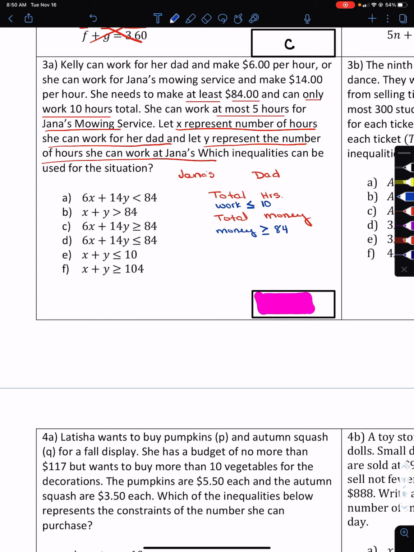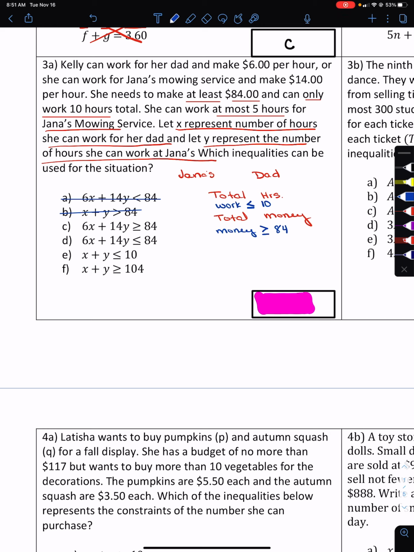All right, so I'm going to go just using those 2 pieces. I'm going to see if I can eliminate any answers. Well, A says that she can make less than $84, but not equal to. So I can eliminate A. B is the same thing. It says she's going to want to make more than 84. Just looking at the inequality sign, I know that's wrong. Okay. I need my inequality to be equal to for both equations. So I can take off A and B without even looking at anything else.